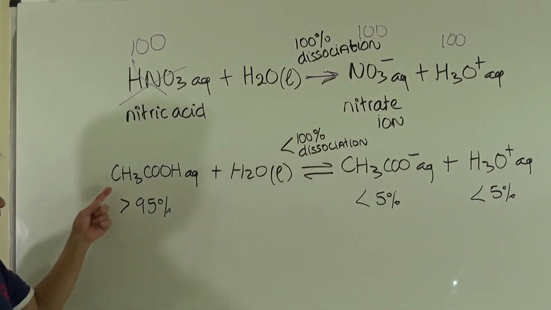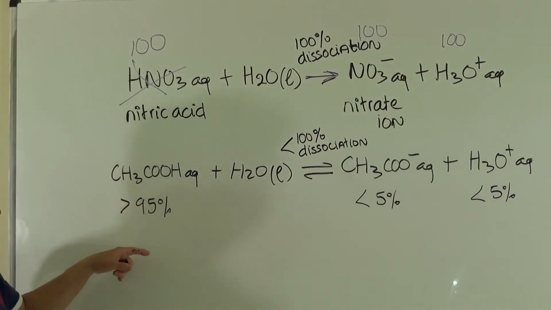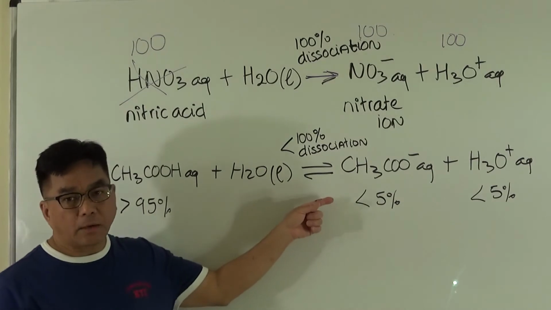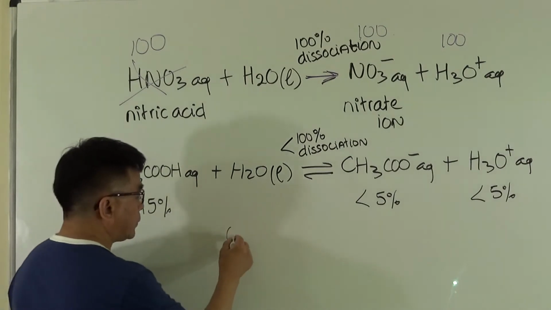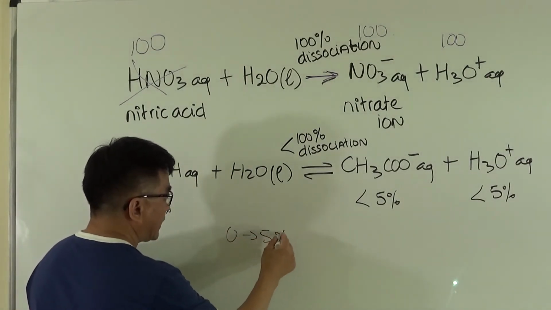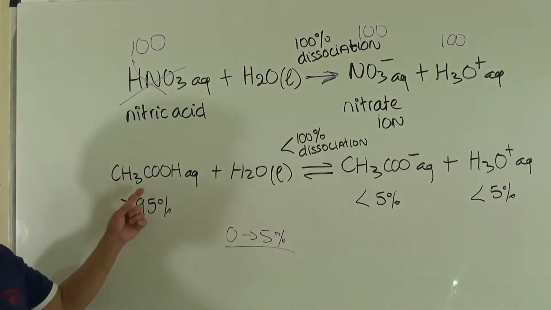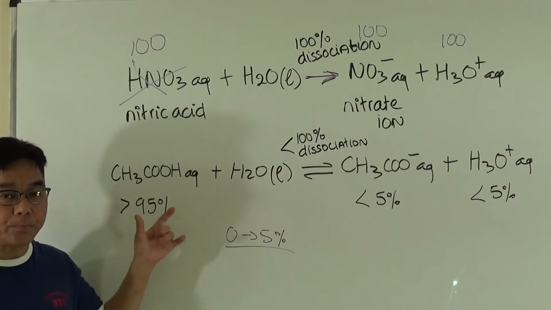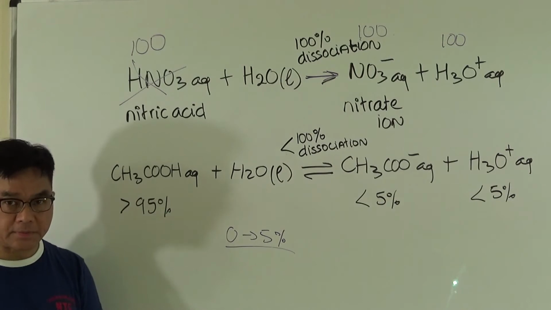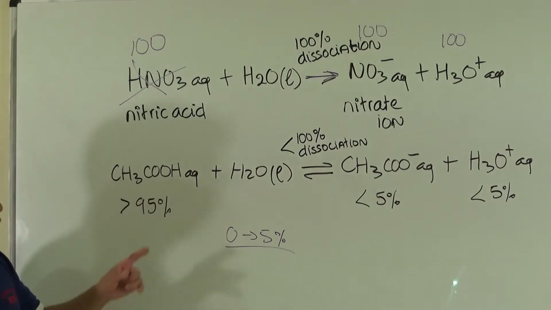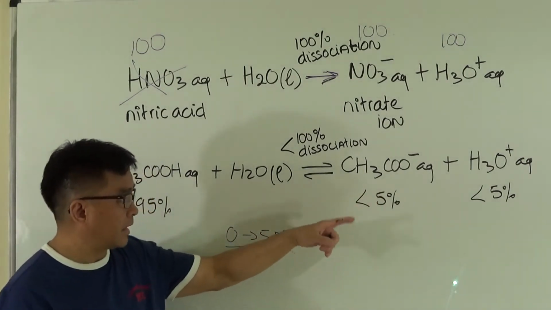Whereas acetic acid is a weak acid. Acetic acid is found in vinegar. Usually weak acids dissociate less than 100%, usually between 0 to 5%. Acetic acid in vinegar at room temperature is only about 1 to 2% dissociated, very low. Most remain undissociated. Only a tiny amount dissociates to give you the acetate ions.